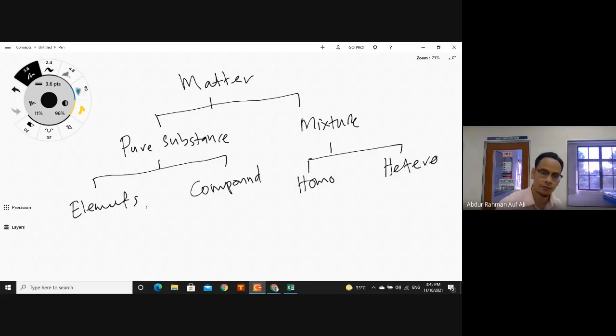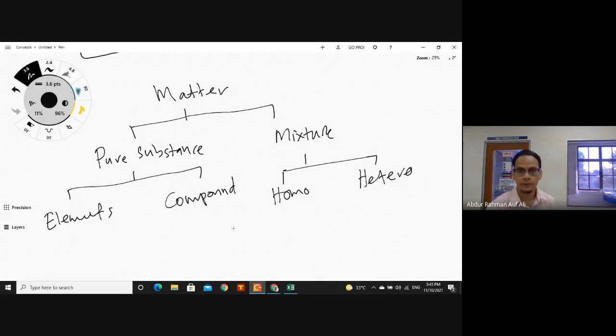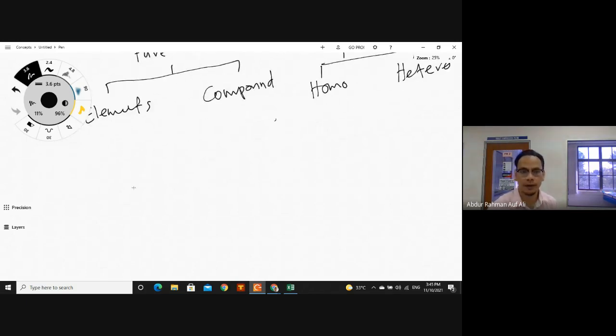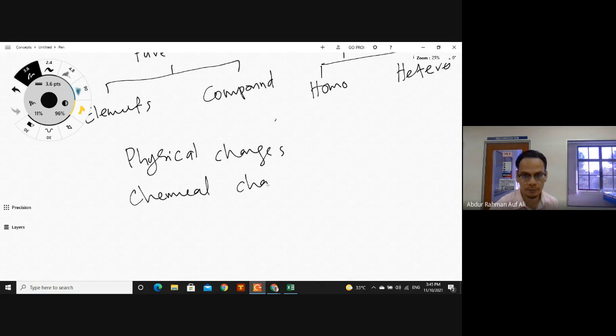Okay, what are the difference between these two? And saya nak kamu juga faham types of reactions. What is physical changes and chemical changes. Perubahan kimia, perubahan fizikal. Okay, saya nak kamu tahu bezakan antara kedua-dua benda ini.